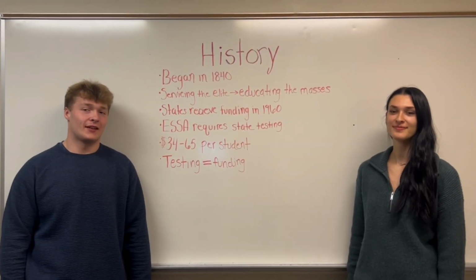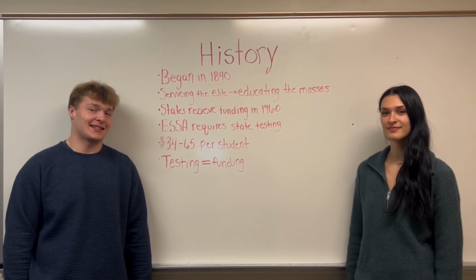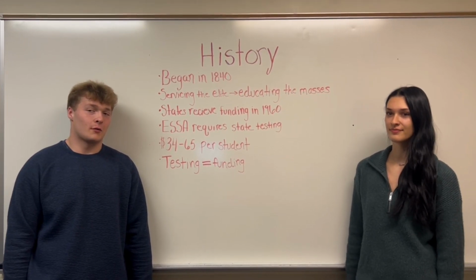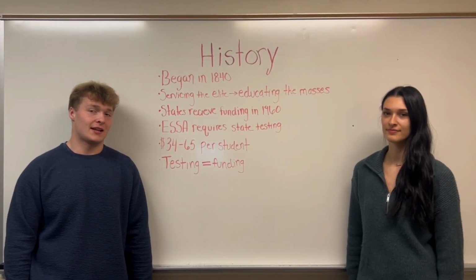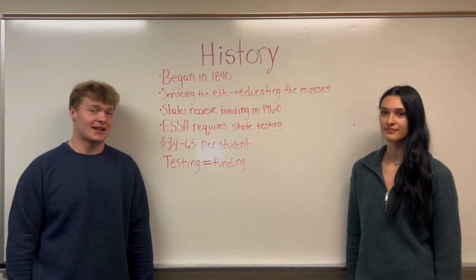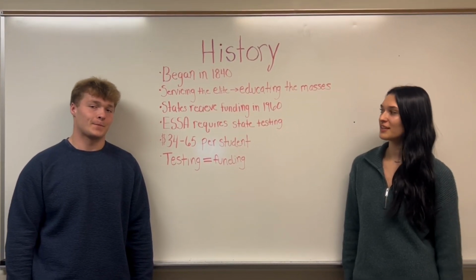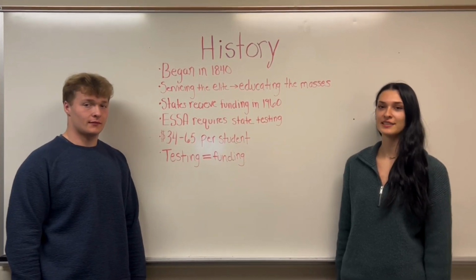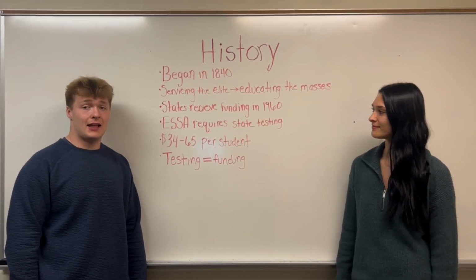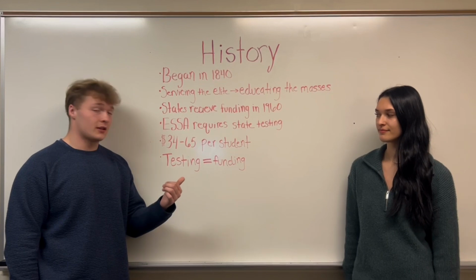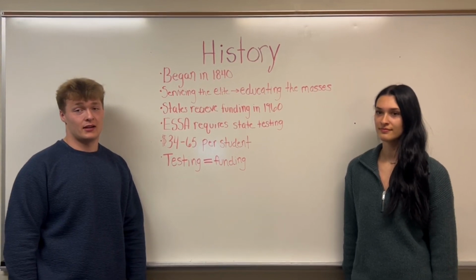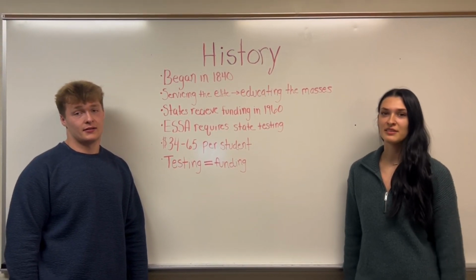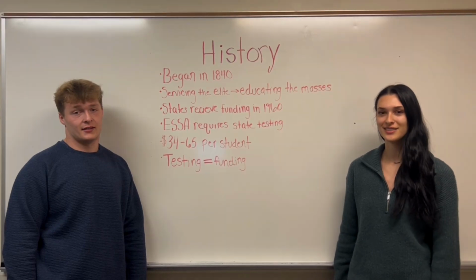States began to receive funding for standardized testing since the 1960s, when the federal government began requiring states to use standardized tests to assess how well schools were teaching state-chosen curriculum. According to the Every Student Succeeds Act, every public school is required to have standardized testing. States receive an allocated amount of money, about $34 to $65 per student for standardized testing a year. To receive funding for the schools, there must be standardized testing.